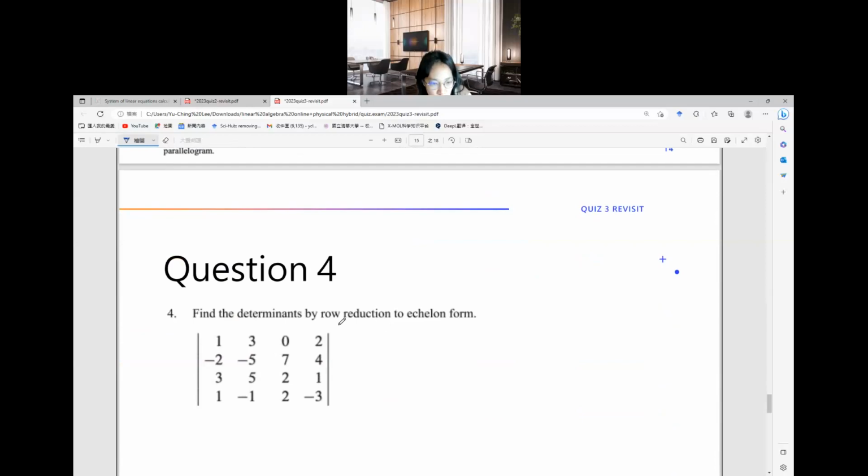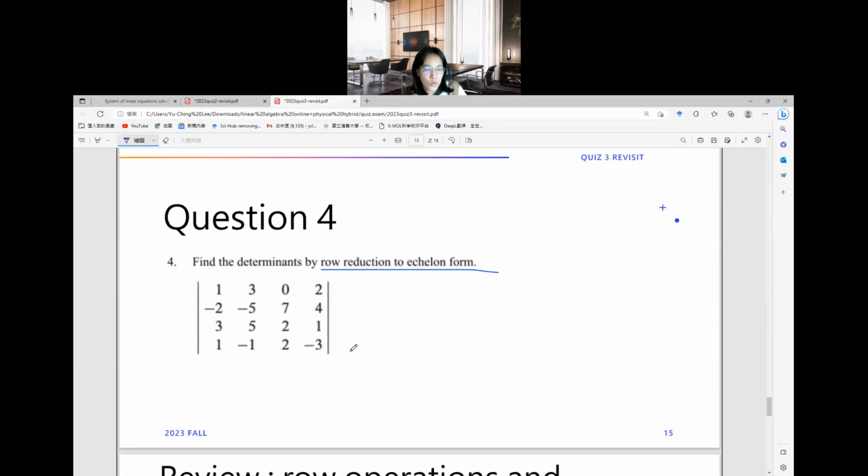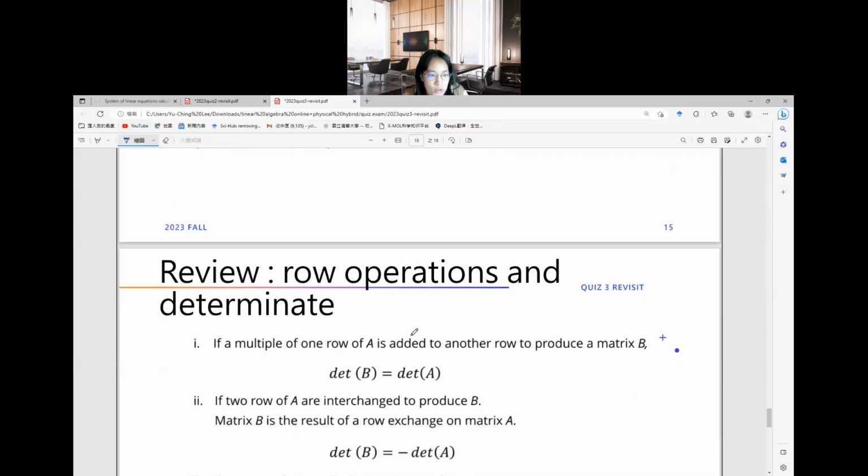Question 4. Find the determinant by row reduction to echelon form. So this question is straightforward. We are asked to do the row reductions to make this matrix echelon form, and then use the properties of determinants to compute the determinant of this 4x4 matrix. Review the row operations and determinant.